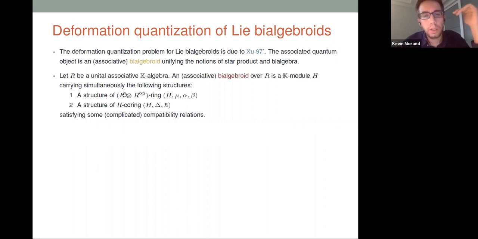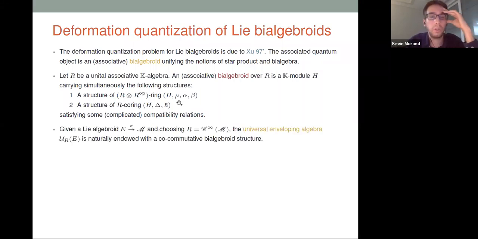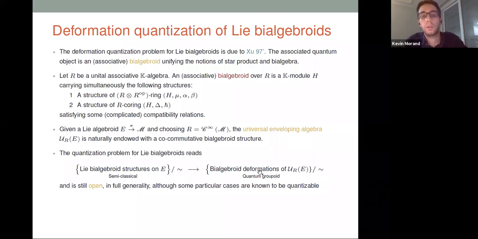So the definition of an associative bialgebroid is a bit intricate. It's much more intricate than the usual definition of star products or bialgebra. So let me pass over it, and just mention that if we are given a Lie algebroid, then we can consider the universal enveloping algebra of this Lie algebroid. And this universal enveloping algebra is naturally endowed with a co-commutative bialgebroid structure. So this is somehow the equivalent of the classical product of functions on the manifold. It is the classical part of the construction. And so the quantum object will be the deformation of this classical object.